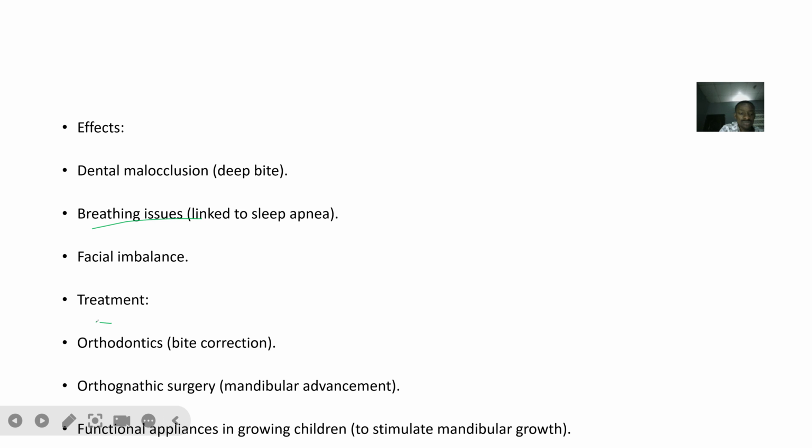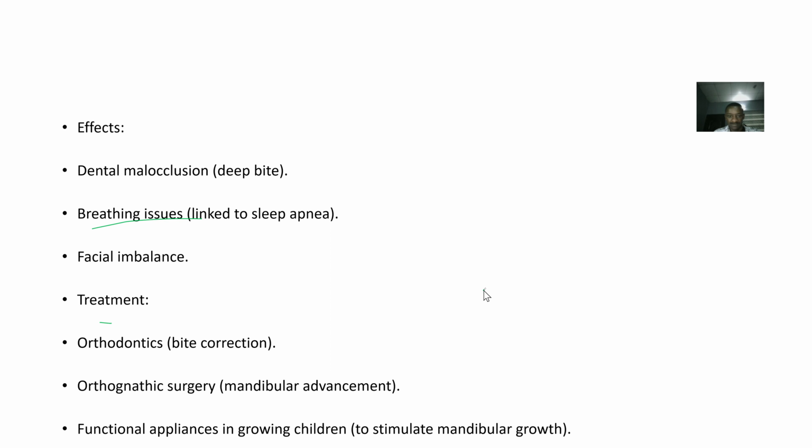Treatment is still orthodontics and also orthognathic surgeries. So I think basically that's what we got. That's it.